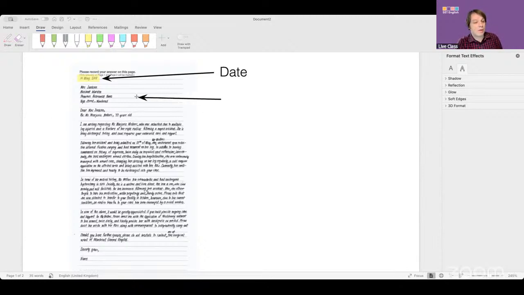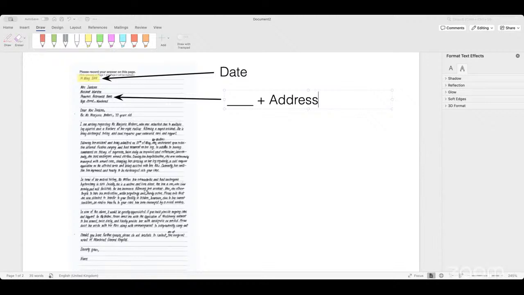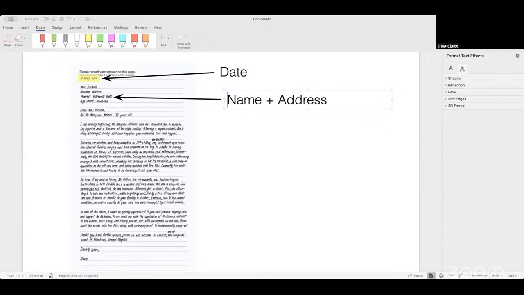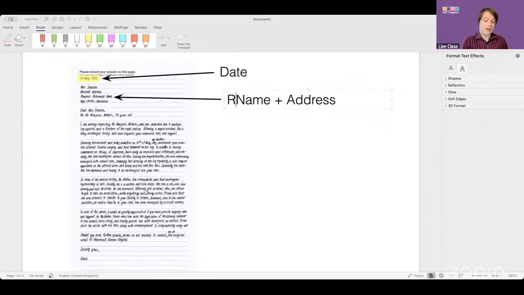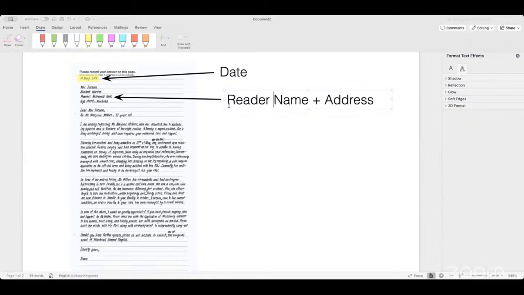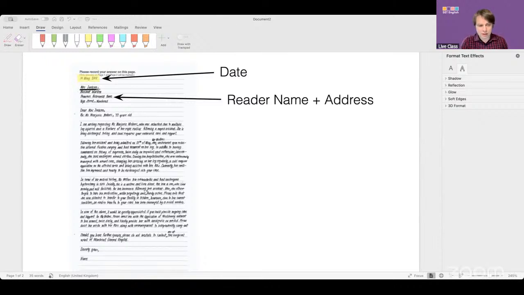What about the address? We said this is the address, but is it only the address? It's not only the address. It's the doctor's name, or whoever we are referring to. It's their name and address. It's not always a doctor, is it? So let's say the reader's name, the recipient. So I know this is very small, but it's just an example, guys. This is Mrs. Jackson. She's our reader. Okay. So this is very basic stuff.